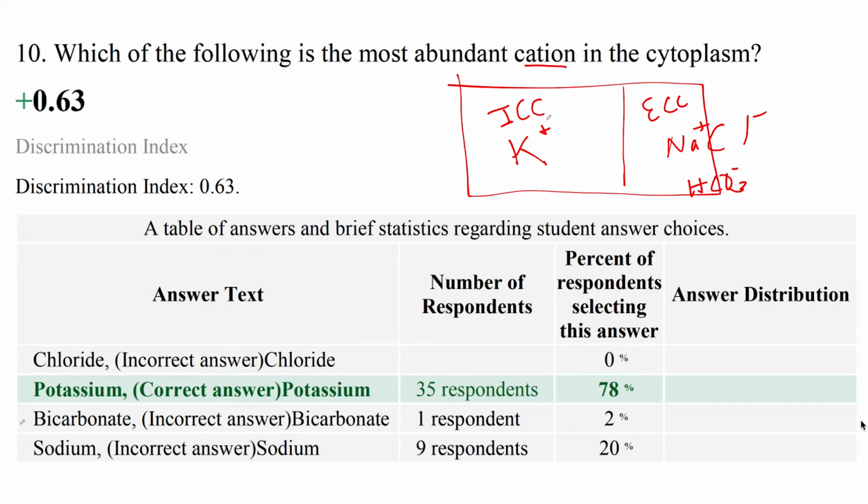Cation, positive charge in the cytoplasm. 9 students chose sodium, which is the most abundant cation in the extracellular compartment. 1 student chose bicarb, which is an anion, first of all, and is not the most abundant. Even the most abundant anion in the cytoplasm is in the extracellular compartment. Why did this happen? Why did some students choose sodium? I'm not sure. This question had a discrimination index of 0.63. Excellent, more than excellent.